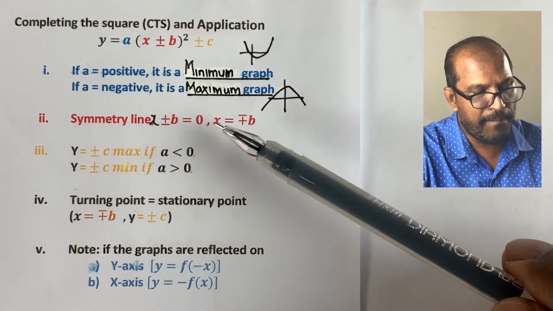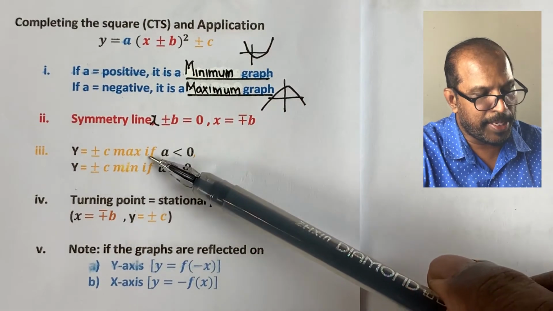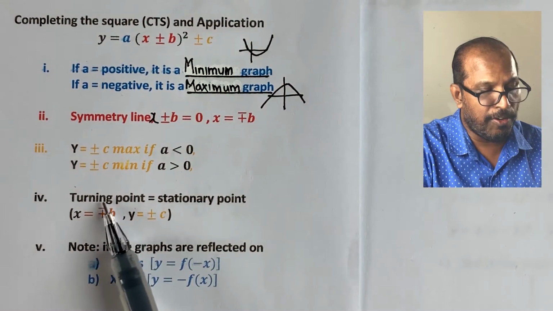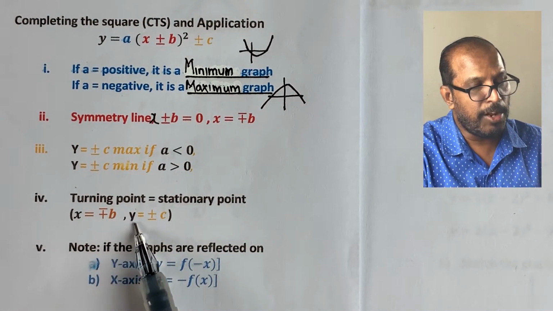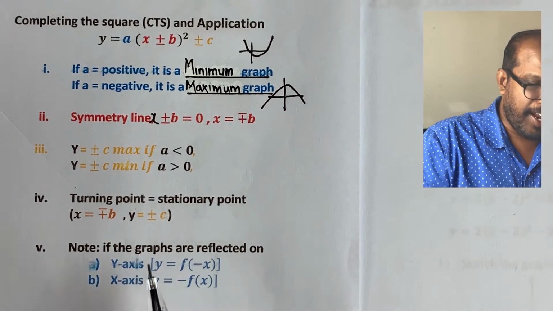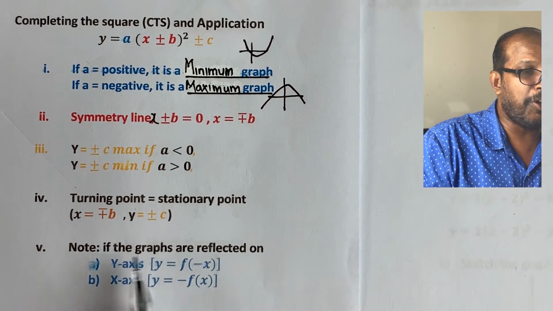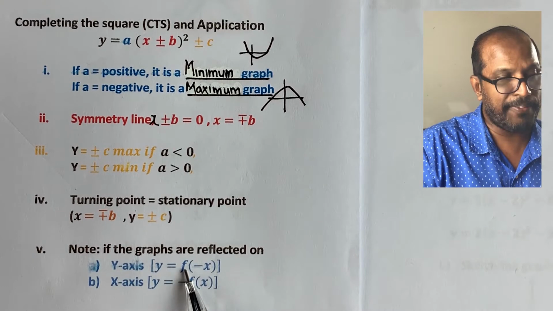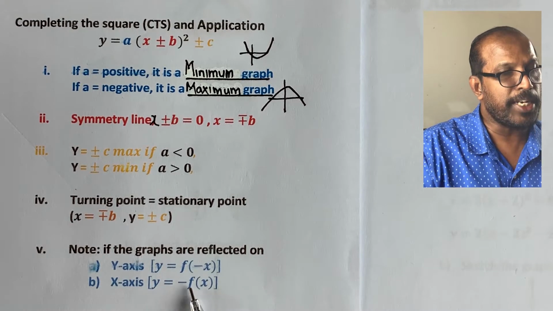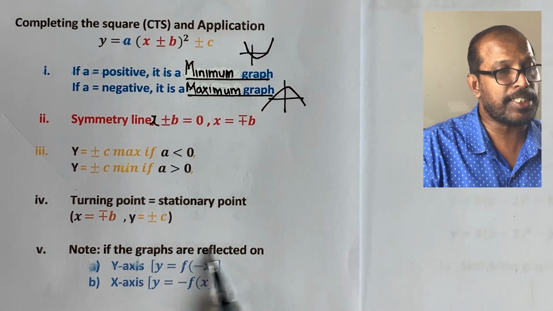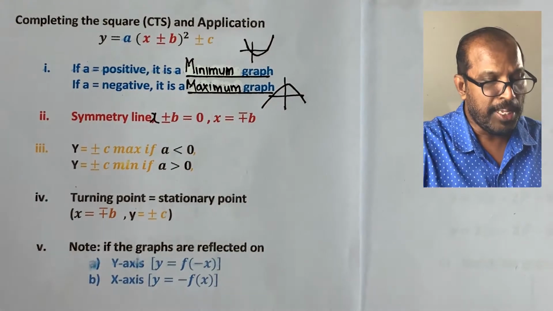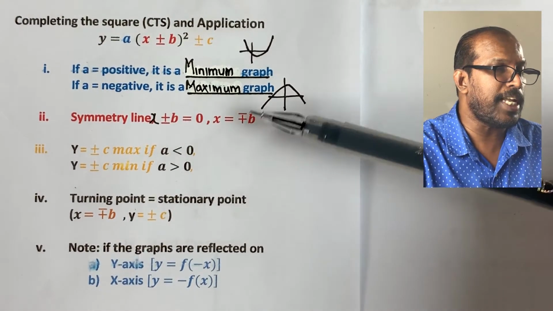If you know where the symmetry line is and you know whether it is a maximum, you can find the stationary point or turning point. The turning point is x equals negative plus b and y equals plus or minus c. There is also a further part of the question. If the graph is reflected in the y-axis, then y equals f of negative x, and if it is reflected in the x-axis, then y equals negative f of x. It's seldom asked in examination questions. Now I'm going to use these formulas. Of course, you may have difficulty understanding the formula, but we will see through the examples to understand what is being written here.